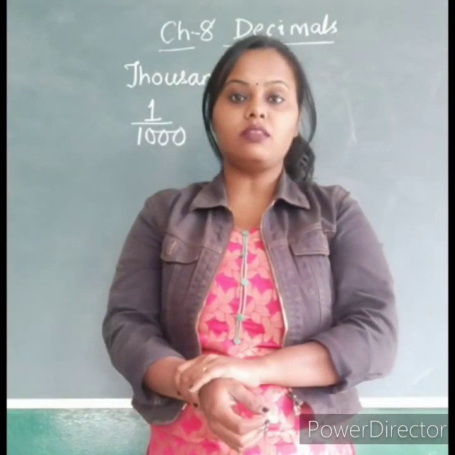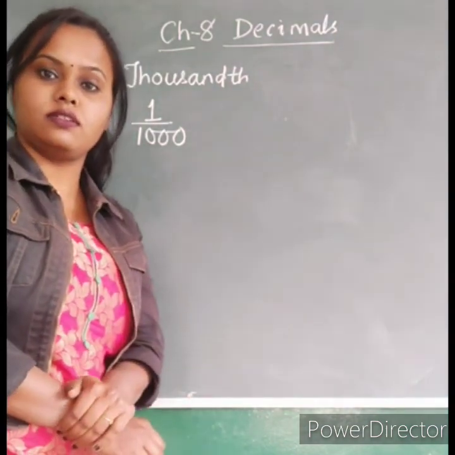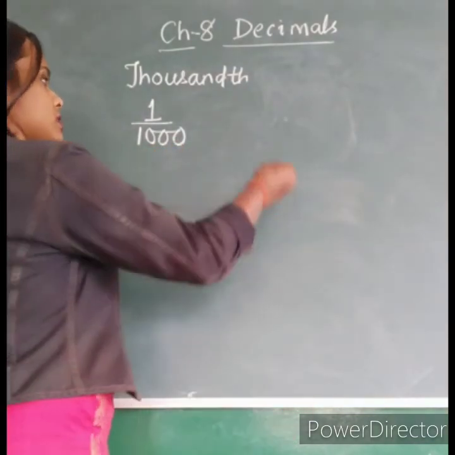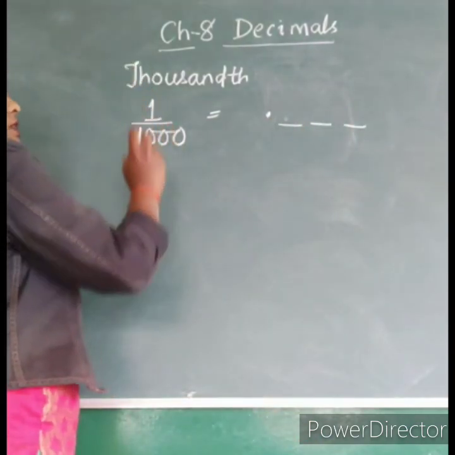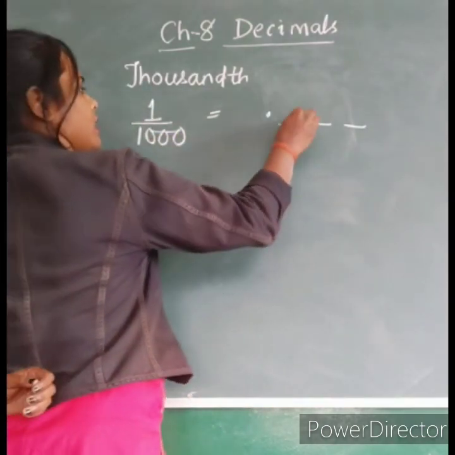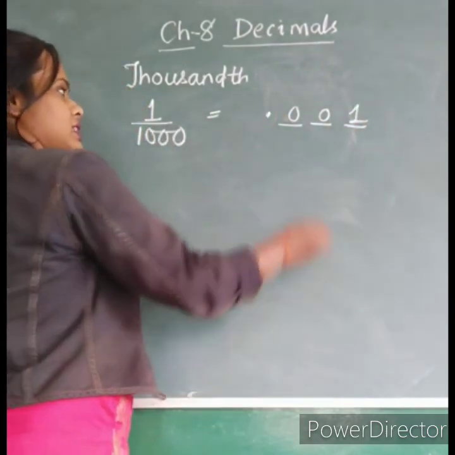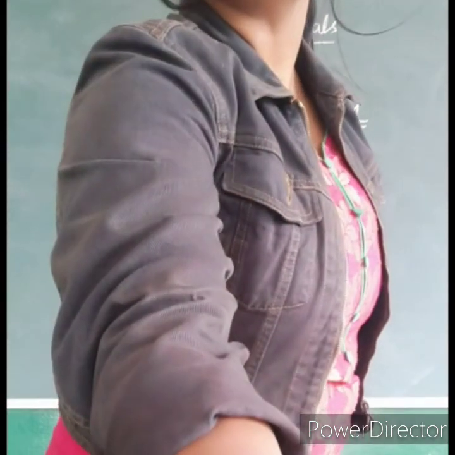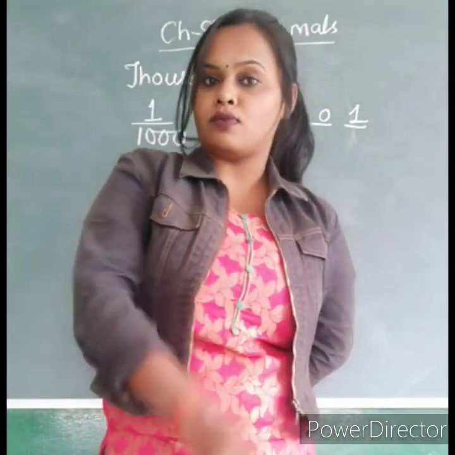So 1000 means 1 by 1000. So let's know how to write 1 by 1000 in decimal. As you can see, there are 3 zeros in the denominator. So it means that after the point there will be 3 digits. But in the numerator we are having only 1. Okay children? So we will be writing here 001. As we know that before the point we cannot leave it blank, so we will be writing 0.001.